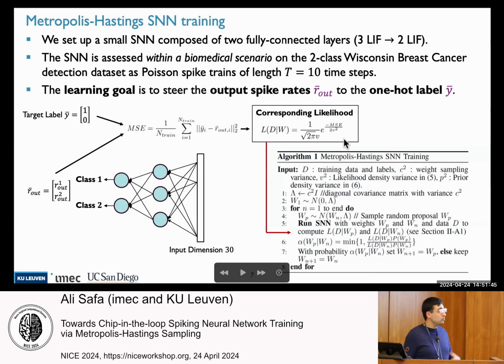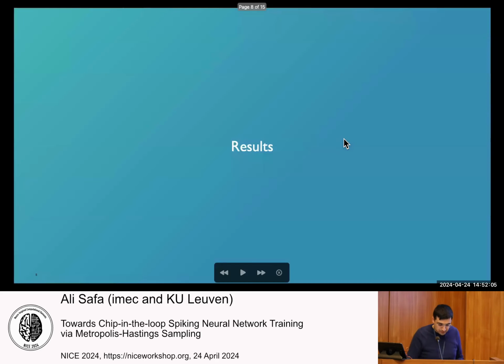Then we can use this likelihood in the Metropolis-Hastings algorithm to sample weights, obtaining a lot of weight samples that come from that posterior distribution. We can track the accuracy of each sample that we have on the train set, then choose the ones that achieve higher accuracy and use them in the testing case.